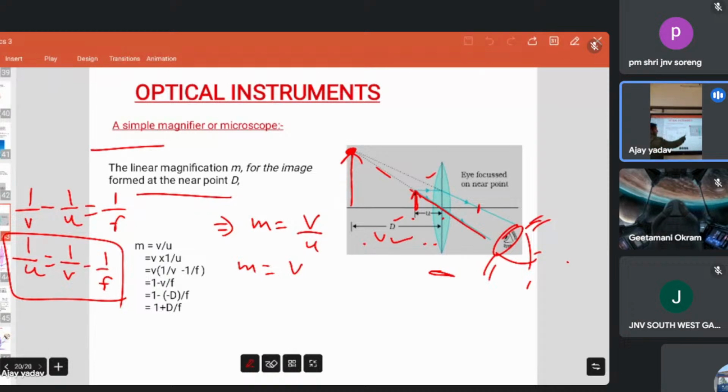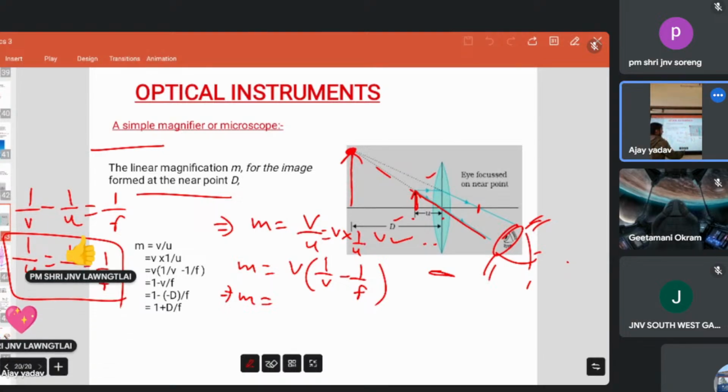So here in place of V by U, we can write V multiplied by 1 by U. In place of 1 by U, we can apply the lens formula, that is 1 by V minus 1 by F. So we will multiply V with both terms. First V by V, that is 1, minus V by F. So 1 minus V by F.